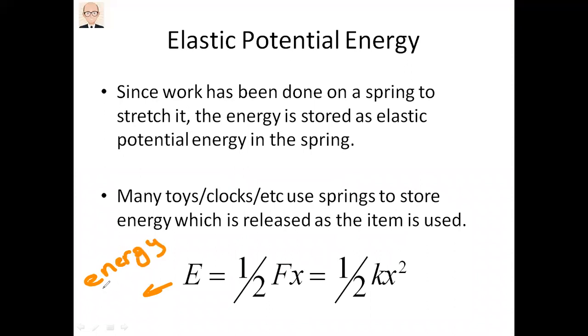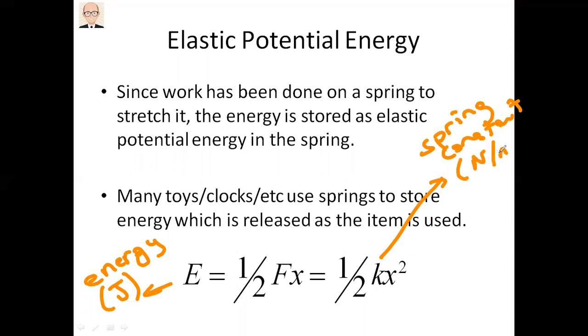And we know that the unit of energy is always joule. K is going to be the spring constant, and the unit of spring constant is Newton per meter. And finally, X is going to be extension or compression, and the unit of extension or compression is meter. And that should be squared.